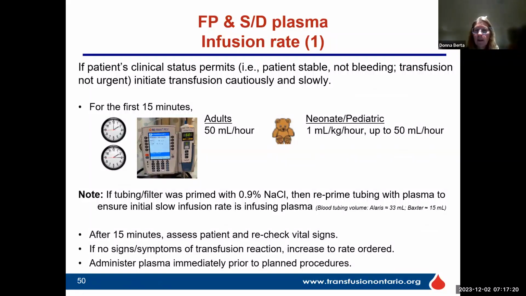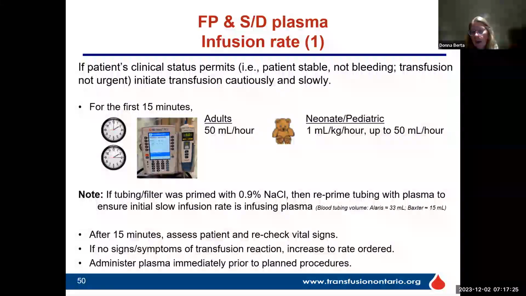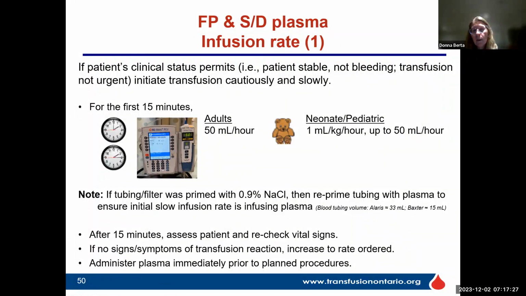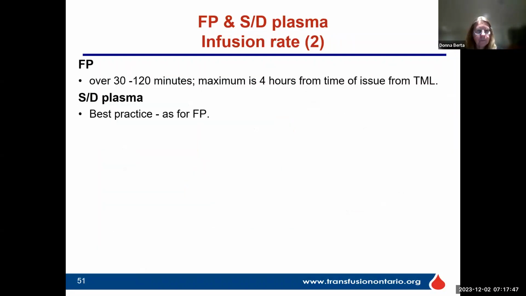After 15 minutes, assess the patient, check their vitals. If everything's okay, increase to the rate ordered. And you do want to administer plasma right before the planned procedure, if it's for a planned procedure, because the clotting factors have some variability in their half-life, but in particular for factor 7, the half-life is 3 to 6 hours. So you do want to have it just before your procedure.